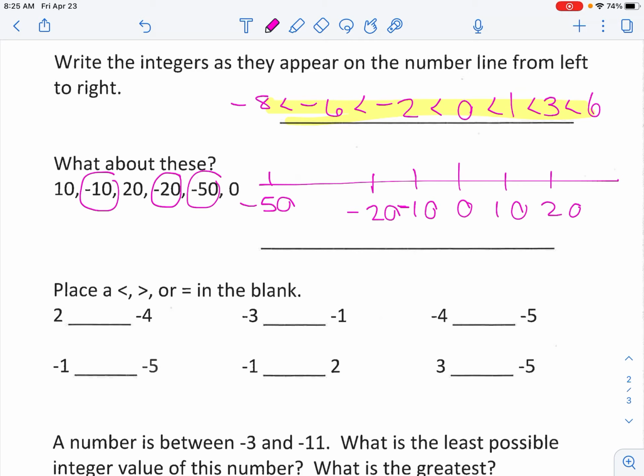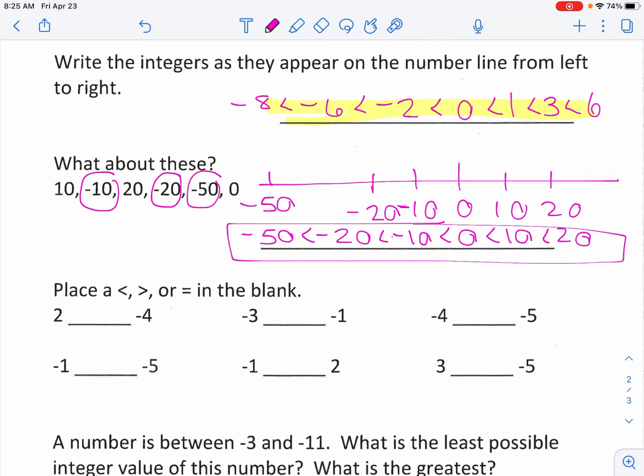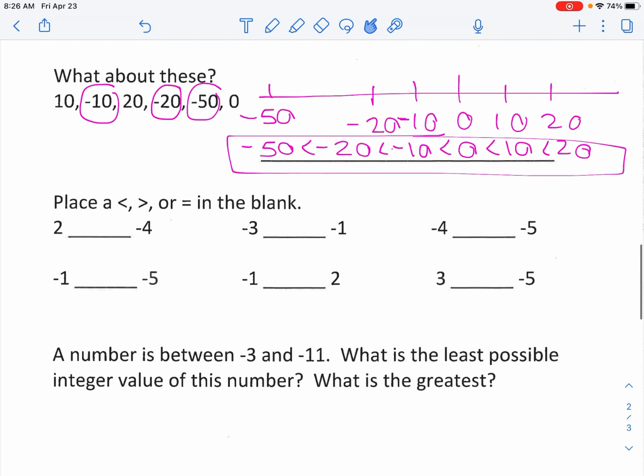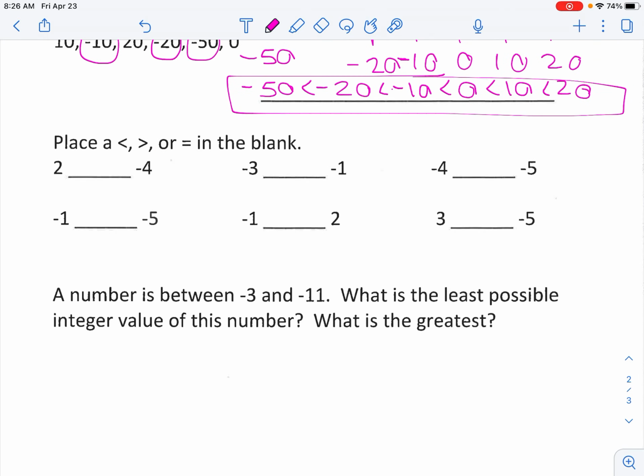Okay, now I can put my numbers in order. So my answer would say that -50 is less than -20, is less than -10, is less than 0, is less than 10, is less than 20. Alrighty, so I'm going to have you guys pause the video again. Go ahead and try to compare these 6 problems and restart the video when you're ready to check.